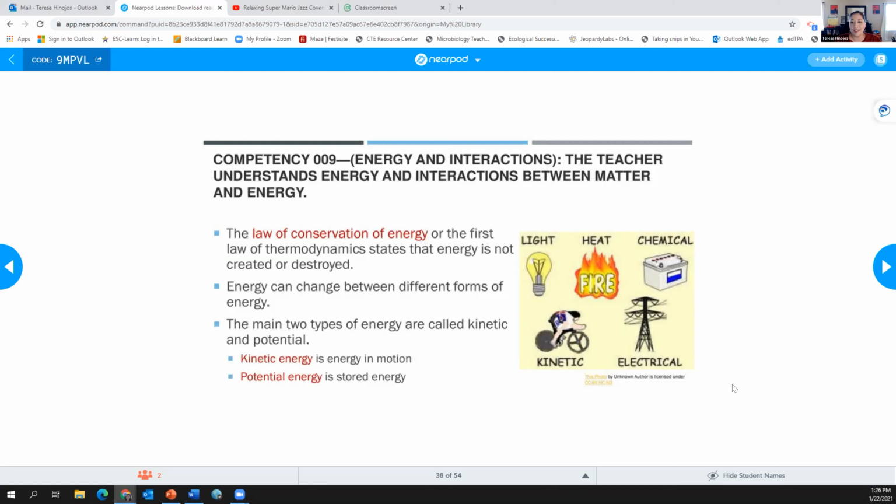For kinetic, it's really just movement. Anything that's moving is going to have kinetic energy. And that goes down to your molecules, so when we're thinking about a gas, the atoms of gas moving, that's kinetic energy.